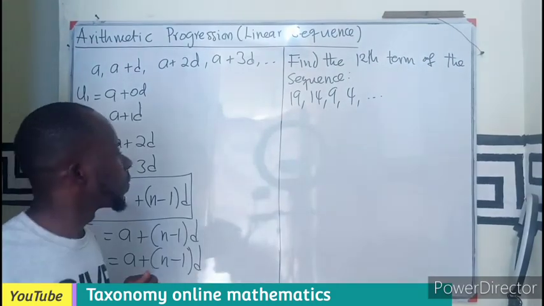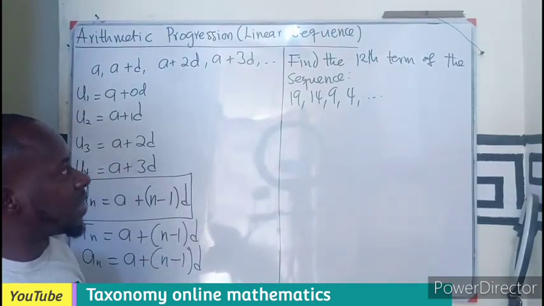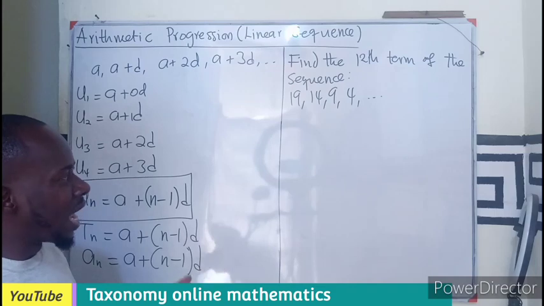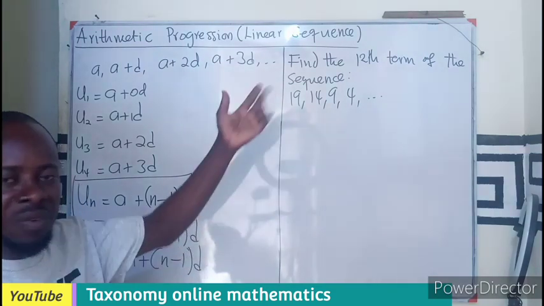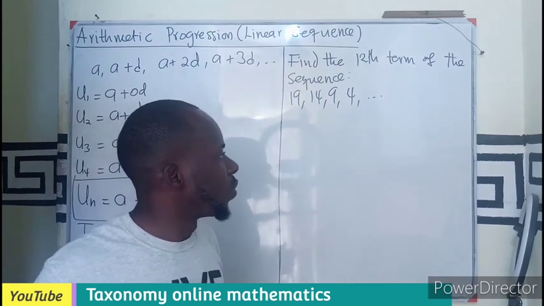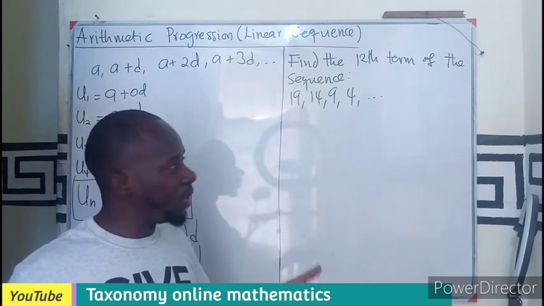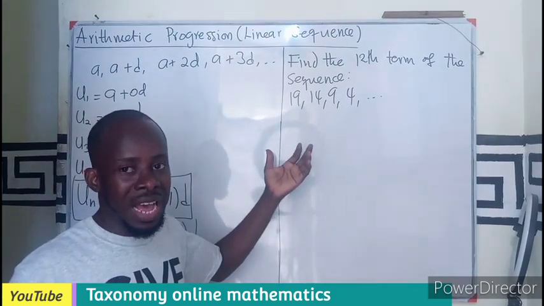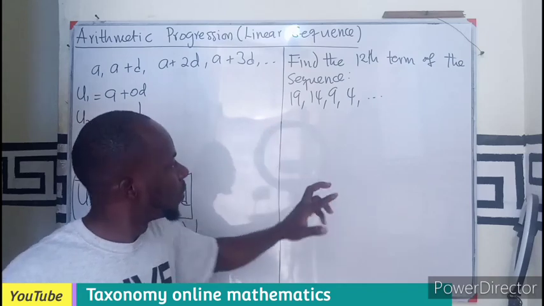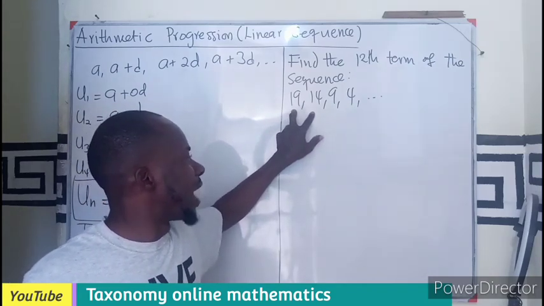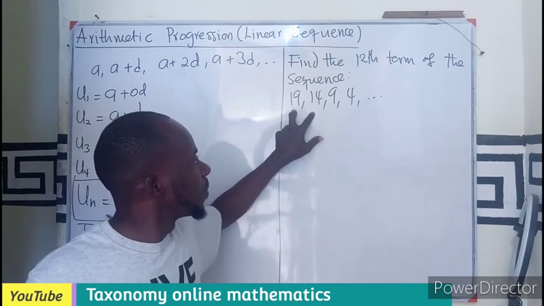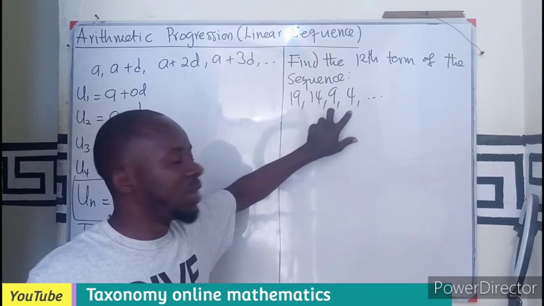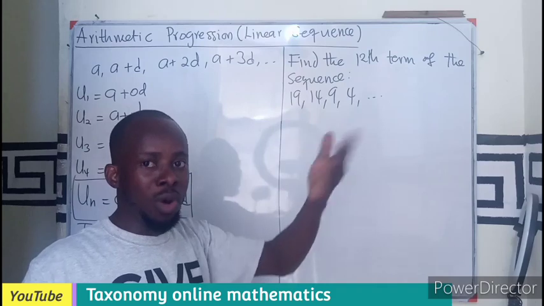So now let's use this to solve an example. Find the 12th term of the sequence 19, 14, 9, 4, and it continues. This is an infinite example of a sequence. First thing first, you have to find out whether it is an AP or a GP. If it is an AP, there should be a common difference between two consecutive terms. If I take the first two terms, 19 and 14, the difference between them is 5. If I take 14 and 9, the difference is 5. 9 and 4, difference of 5. So it's a common difference of 5.